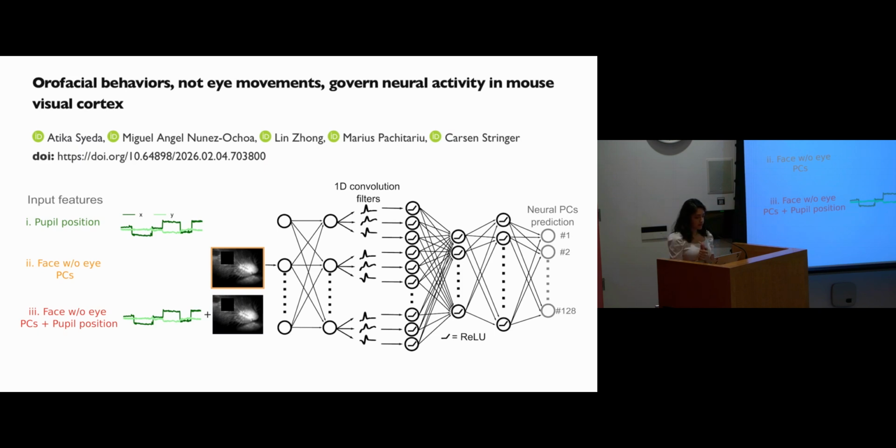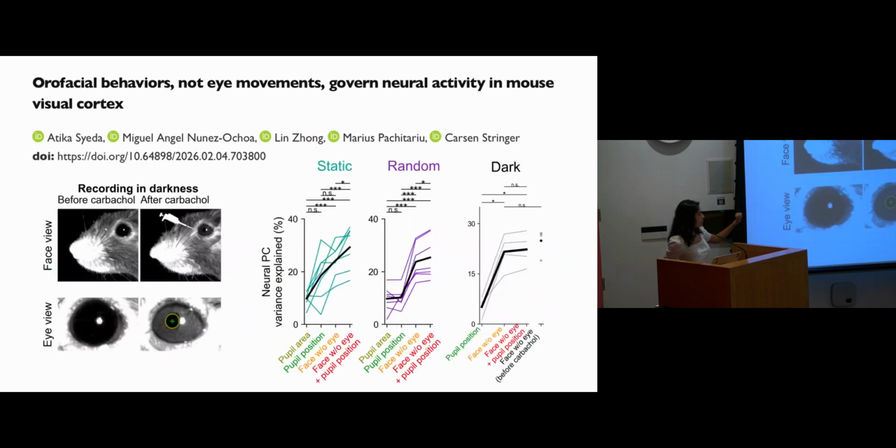So we wanted to ask how much these eye movements explain the neural activity variance compared to these orofacial movements, and also how that varies in different experimental conditions.